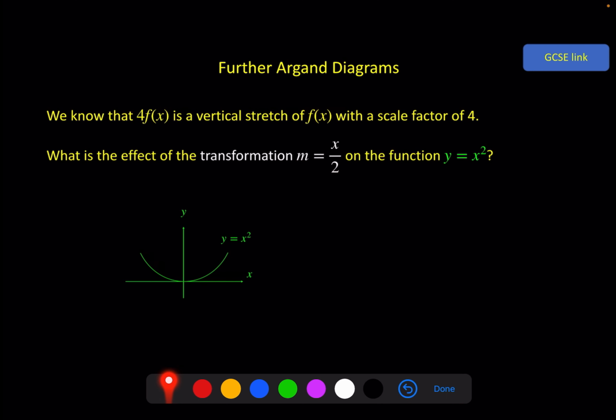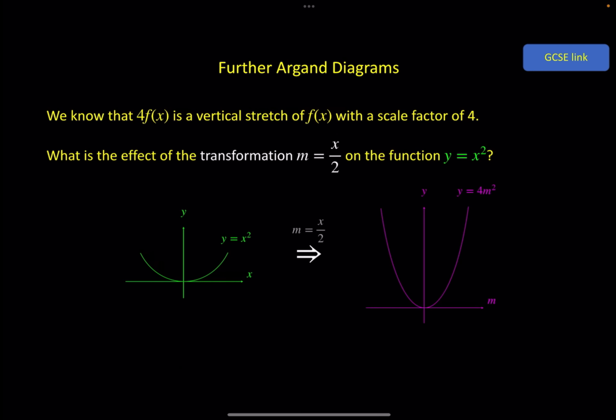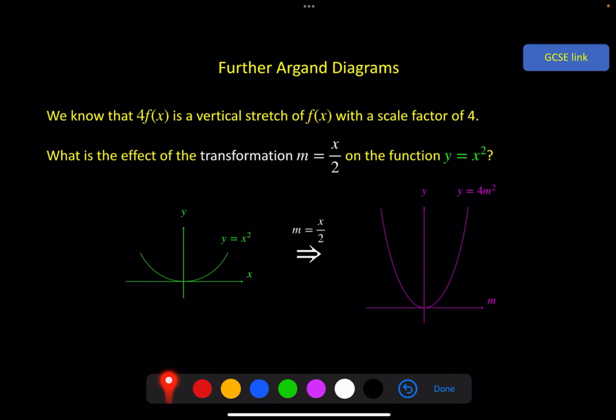Now, of course, the very first thing we're going to do in order to apply this is rearrange it so we know what x is equal to in terms of m, so we can substitute it in here. x is equal to 2m, so x squared is equal to 4m squared. And that's what we have here, 4m squared, with the m-axis instead of the x-axis. You can see that the relationship between this graph and this graph is a vertical stretch with a scale factor 4, just as we had here. So this is another way of writing the same thing.